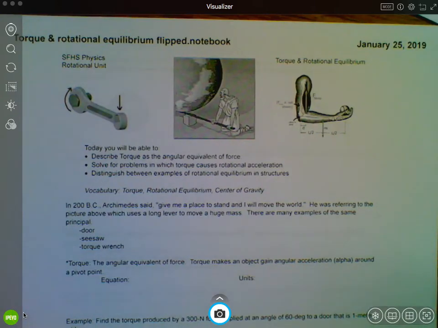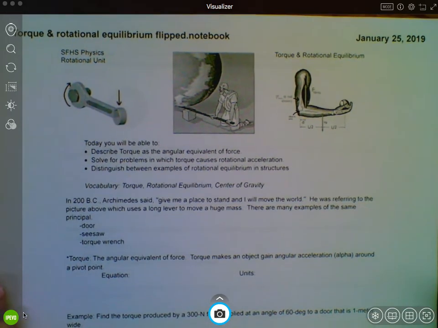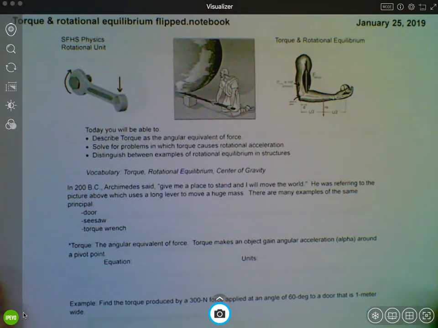Hey guys, so this is Unit 7, Video 3 on torque and rotational equilibrium, okay? So today we're going to talk about torque as an angular equivalent to force, meaning that it's like force but in circles. Solve for problems in which torque causes rotational acceleration, and we're going to distinguish between examples of equilibrium, rotational equilibrium in structures, okay?